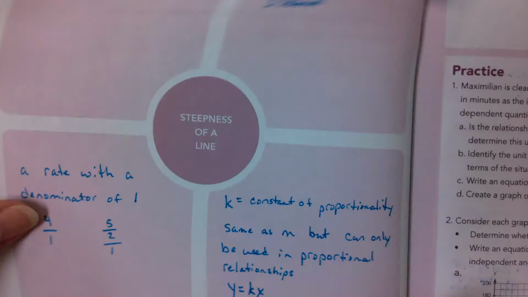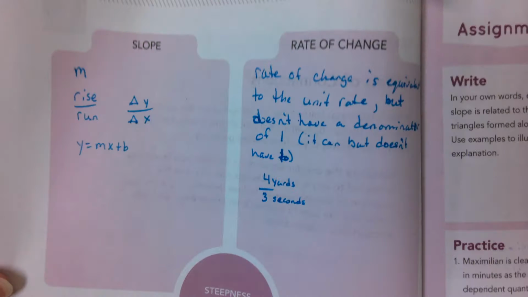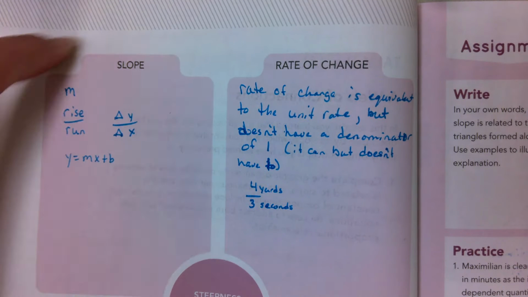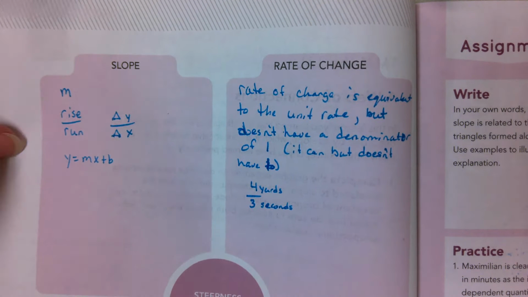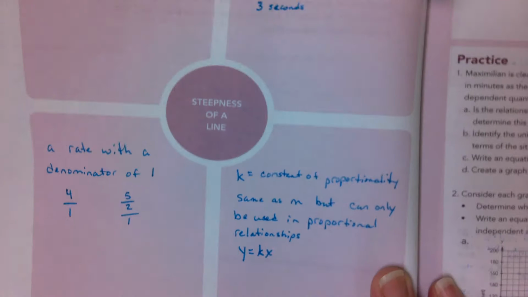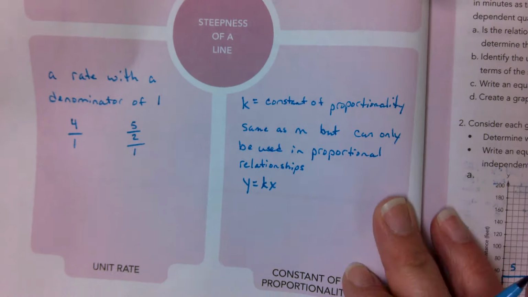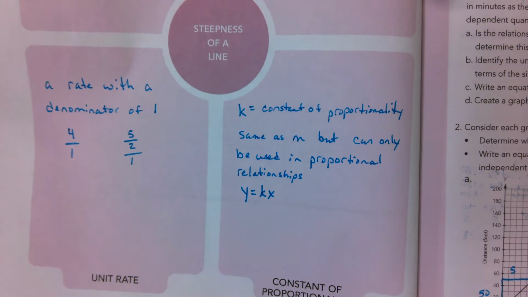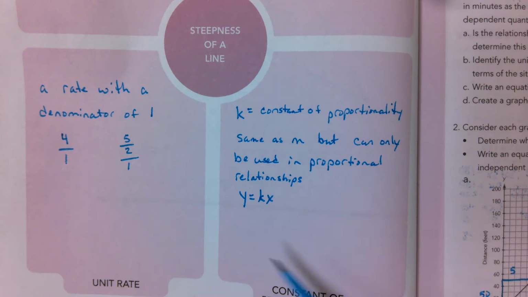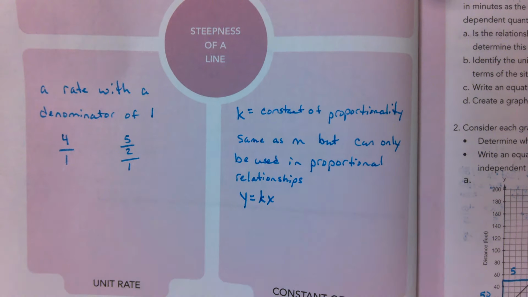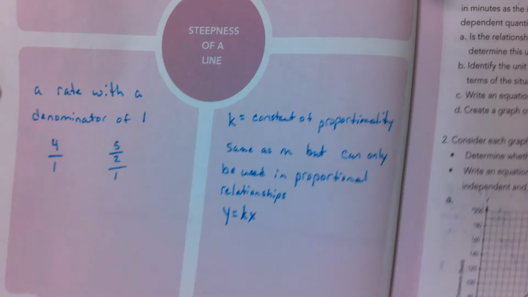And then I've got a graphic organizer to show you here. Slope, here are different ways to represent slope. Rate of change, talks about rate of change. You can pause this if you need to. All right. And then unit rate is a rate with a denominator of 1. And then we have constant of proportionality. And again, this is only used in proportional relationships. So these are all talking about steepness of a line, different ways to represent that.